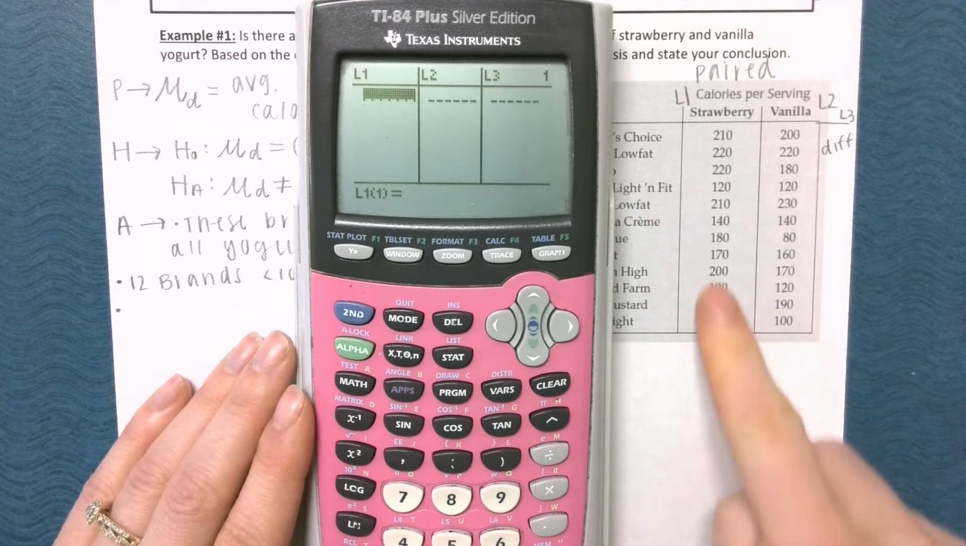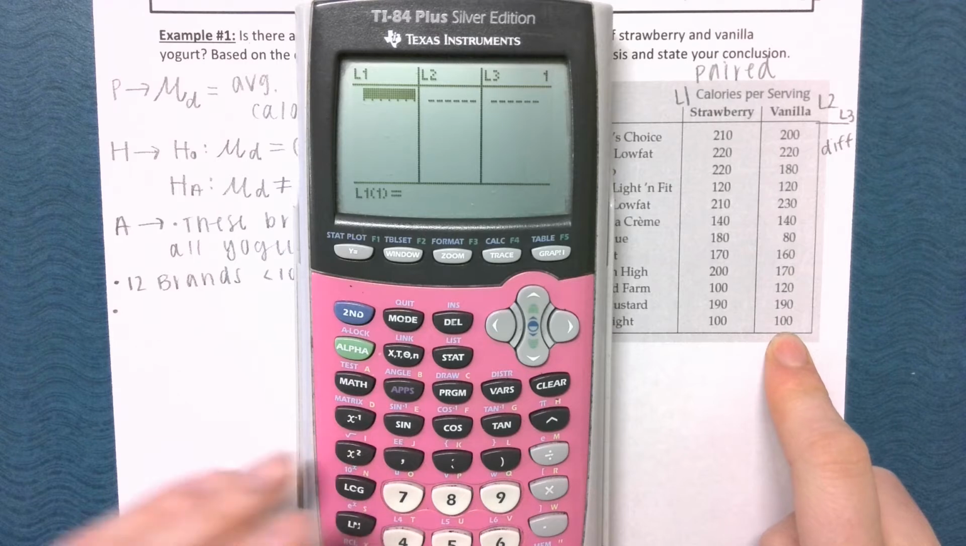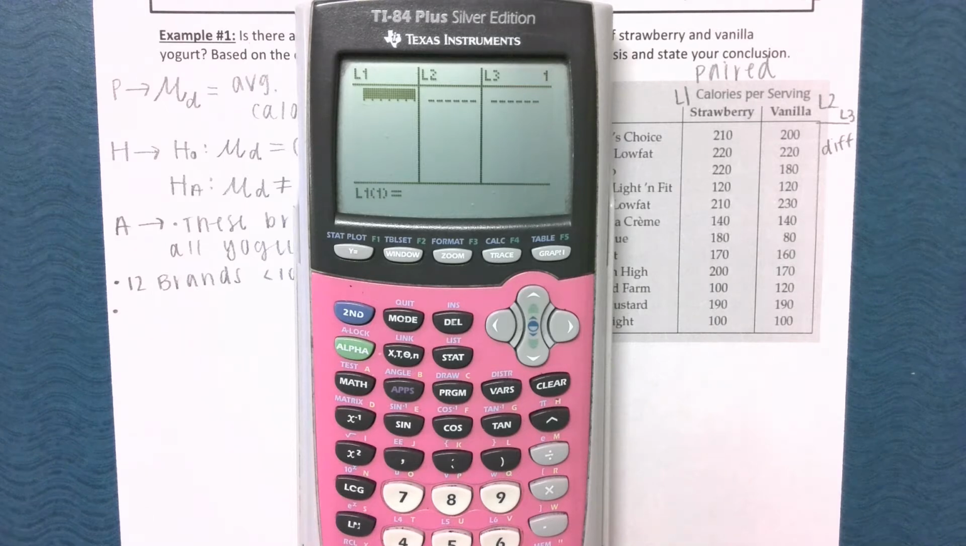So in L1, I'm going to type in strawberry. Vanilla is going into L2. Go ahead and pause your video as you type those in. I'm going to pause my video as I type them in. Just press play once you have everything in your calculator.